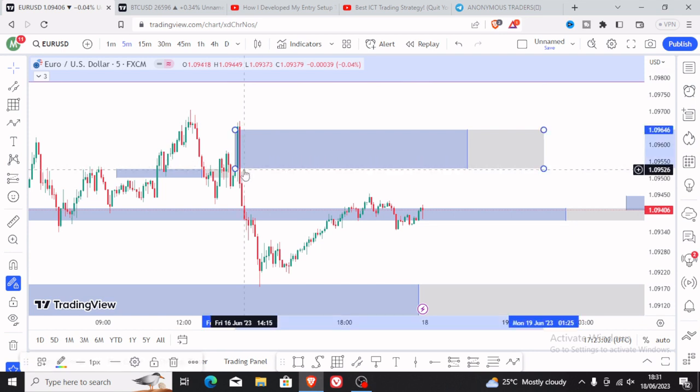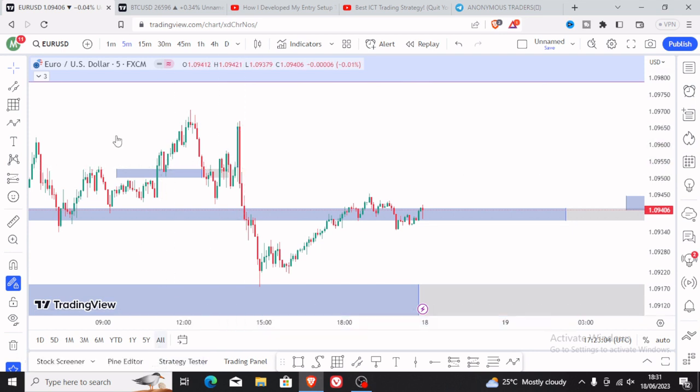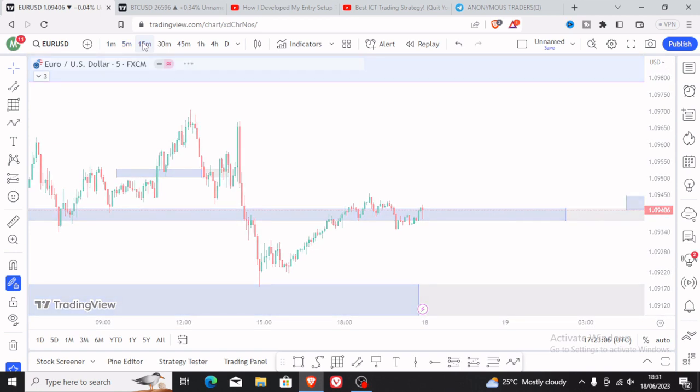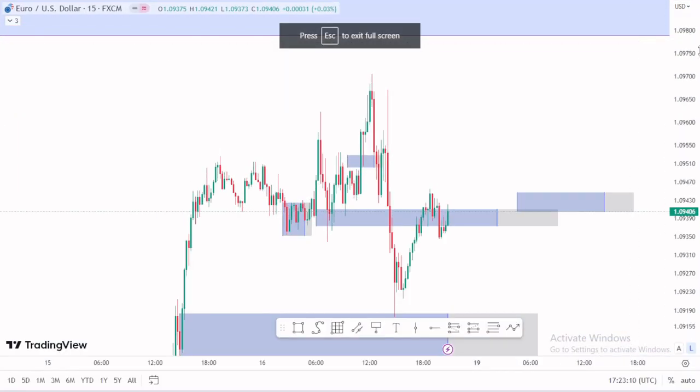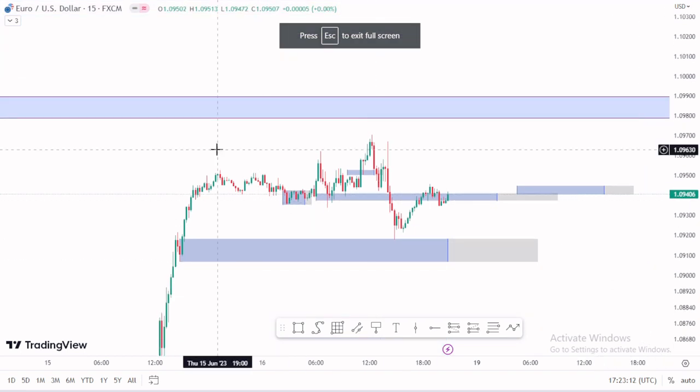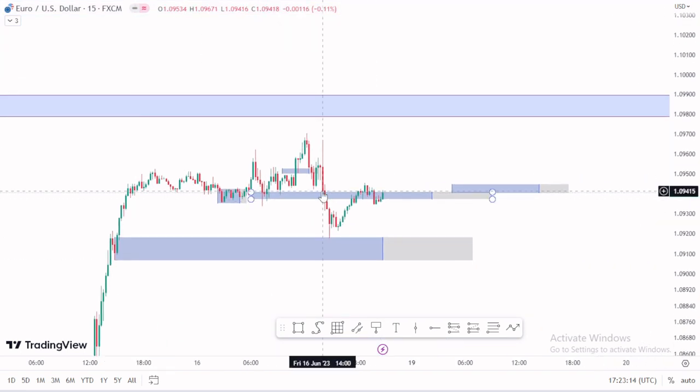So since that's not the case right now, because the price has already moved, let's see how we are going to take some trades on the Euro USD. Okay, guys, remember on the DXY currently we are looking for selling opportunities. So meaning on the Euro USD, we should be looking for buying opportunities.